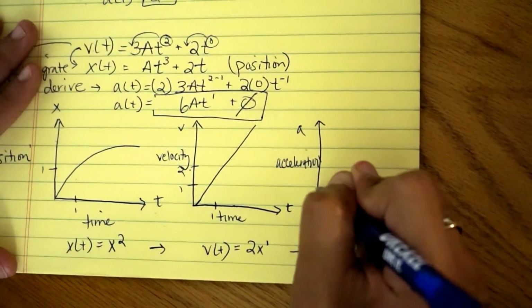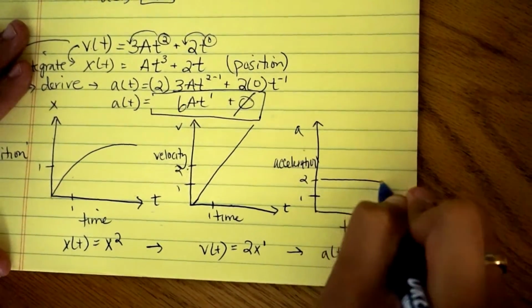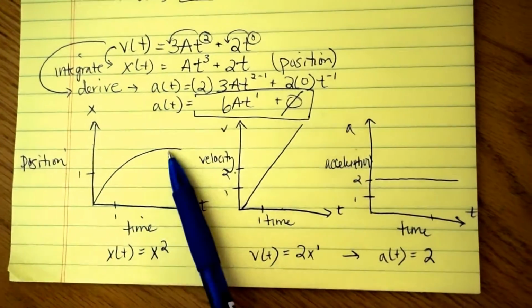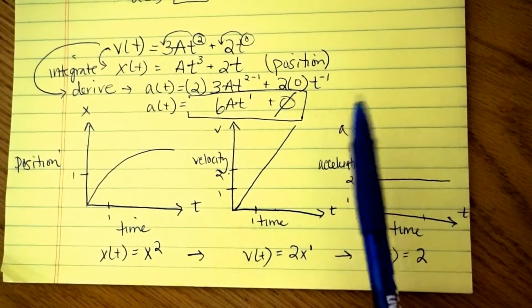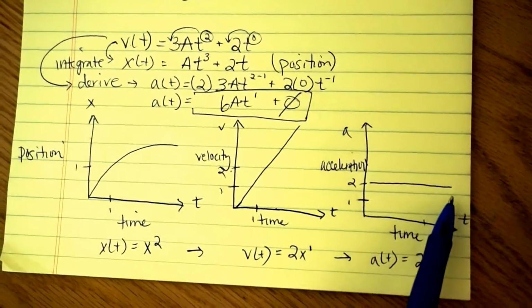So you're going to have just a flat line. This is 1, this is 2. You're going to have a flat line coming across like this. So I don't know if you can see how this relates. This is quadratic, so this is x squared. This is linear, so it's 2x. And this is acceleration, and it's constant.